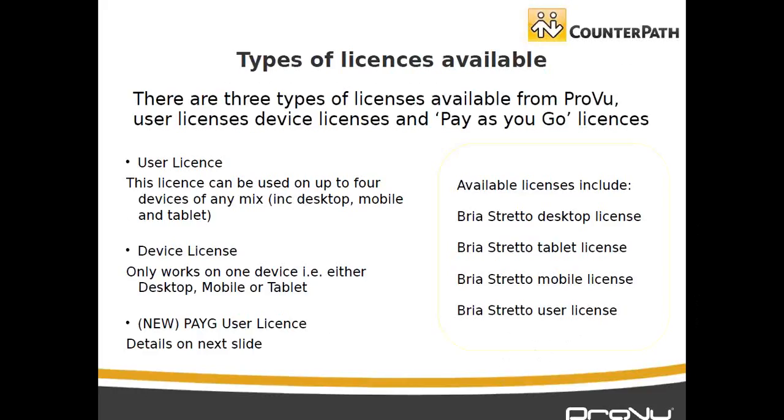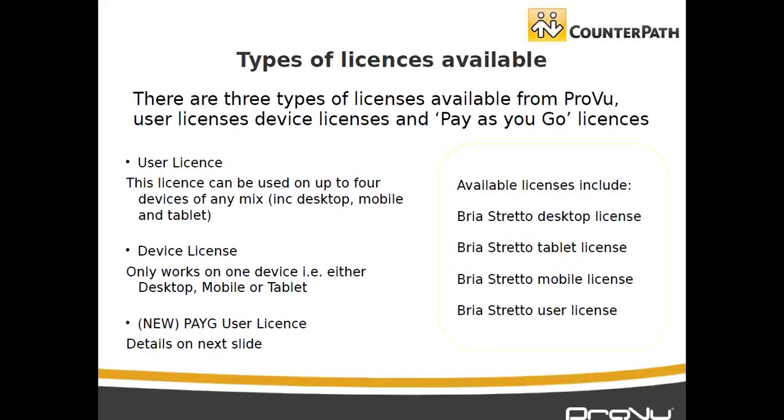Okay, so just to go over the license types that are available. There are 3 license types available. The first one is a user license. What this allows you to do is to log in on up to 4 devices of any mix. So you can log in on a desktop machine, a mobile, a tablet client, not necessarily at the same time, but for example, if you're working in the office in the morning, you were logged in on the desktop machine, and then you wanted to work from home later on, you can log in on mobile at home, and also a desktop machine at home if you need to.